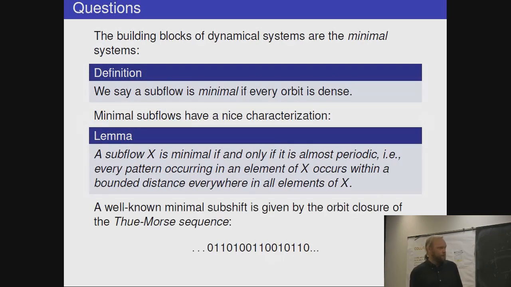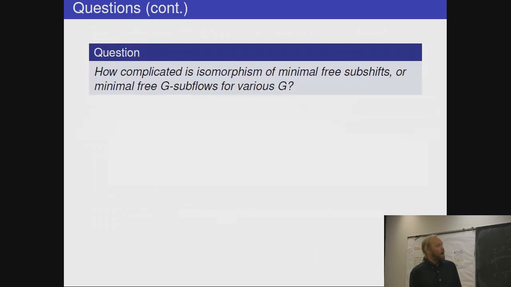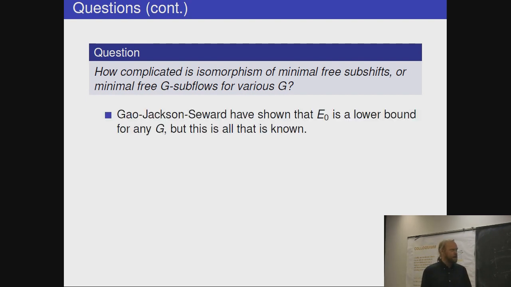Well, an example of this is the two-more sequence. We've seen this, trying to figure out the pattern there. But we don't know how complicated. We saw that if we just restrict to free subflows or free subshifts, it doesn't change the complexity. But we don't know about minimal. Maybe it's much easier to classify minimal subshifts up to isomorphism. We don't really have any good idea.